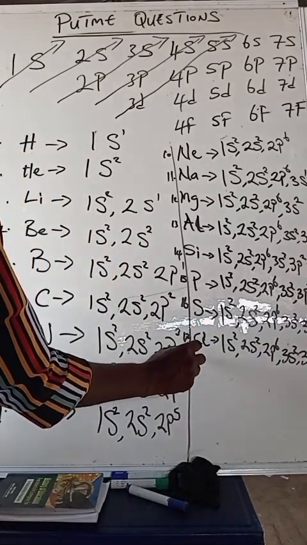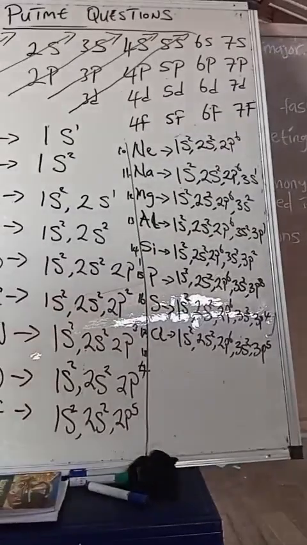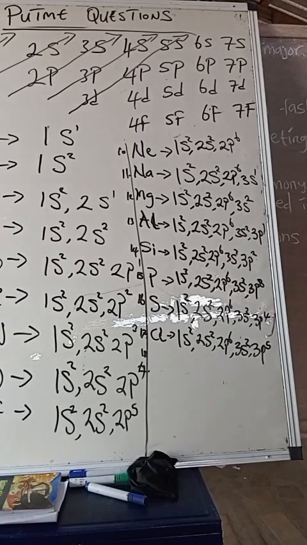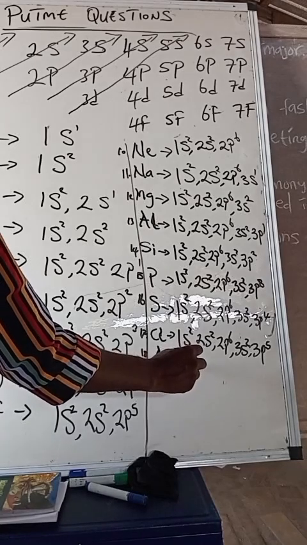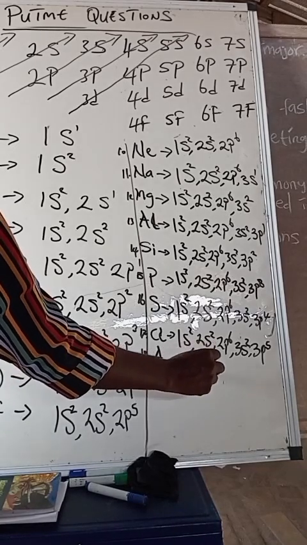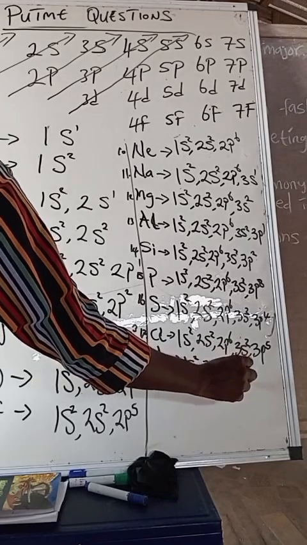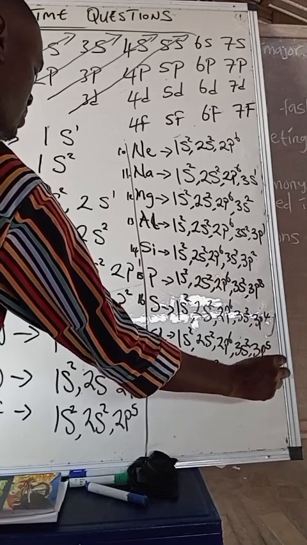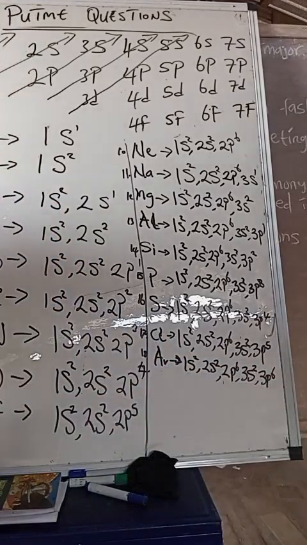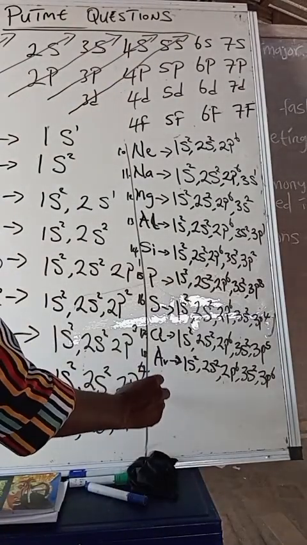The 18th element is argon: 1s2 2s2 2p6 3s2 and 3p6. So the p orbital is completed. The next one will be 4s.